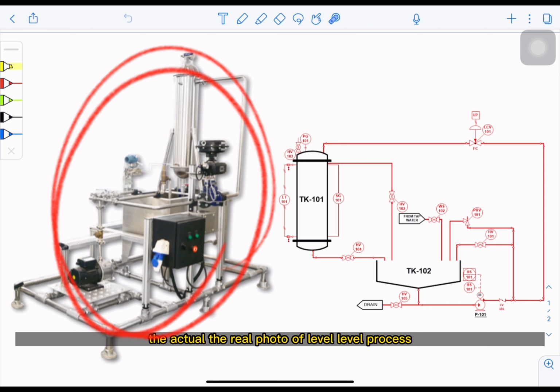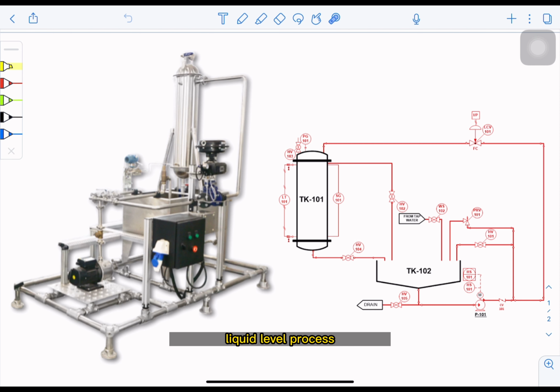real photo of the liquid level process. This is the TK101. In the diagram, this is TK101. For TK102, it's basically this one. Okay, this one is TK102.